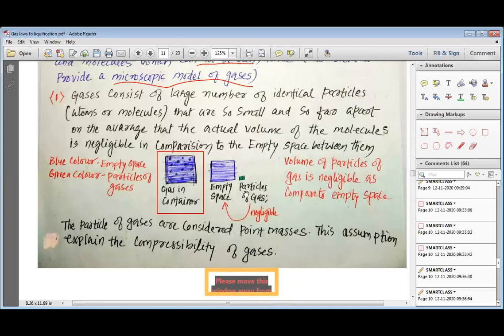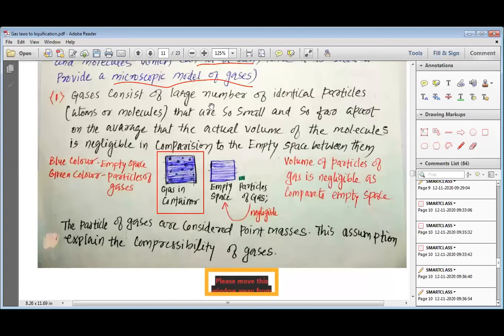even take some small volume, and this small volume is represented next to it with the green shading. So the blue space is the empty space and the green space is the space occupied in the container by the particles of gas. Now if you compare the green volume and the blue volume, you will realize that the green volume is negligible, very small as compared to the empty space volume.